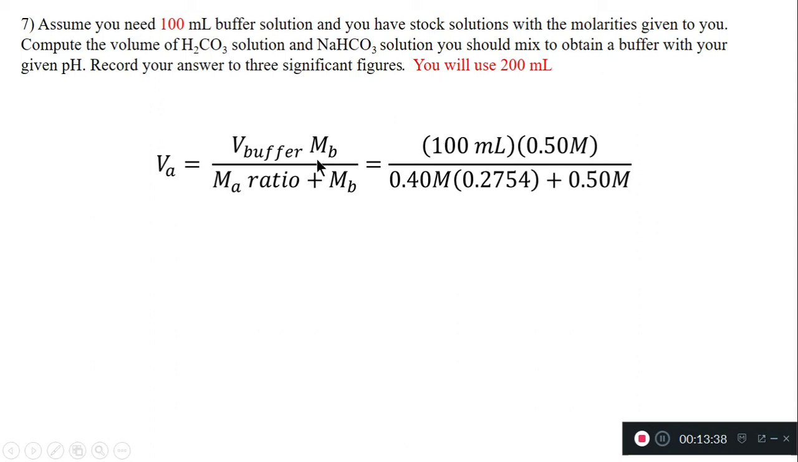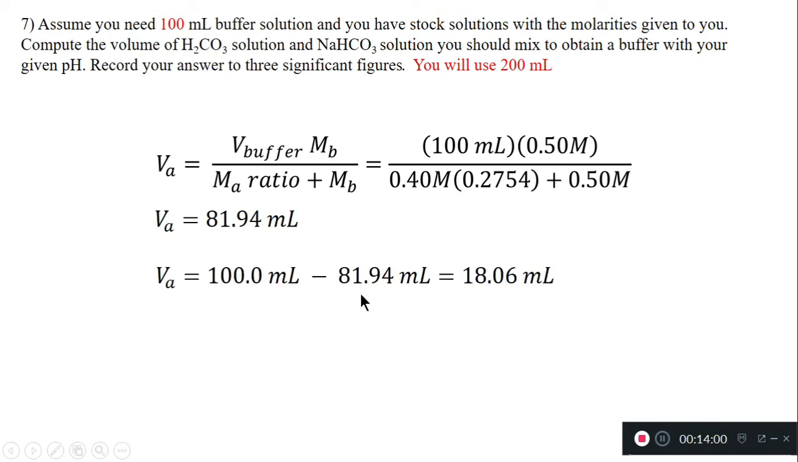The molarity of the base, in this case the conjugate base is my hydrogen carbonate, 0.5. The molarity of the acid, that's 0.4. My ratio that I just calculated on the last problem, plus 0.5, the molarity of the base. And I get a value of 81.94 milliliters for the acid, for my carbonic acid.